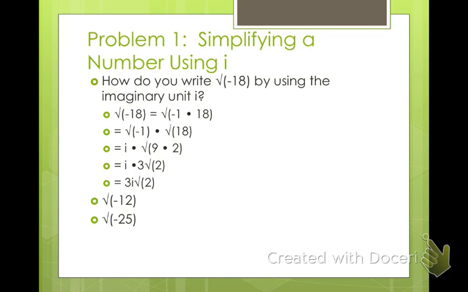Okay, what's the square root of -25? That would be 5i. What about the square root of -7? Can we simplify the square root of 7? We cannot. So this would be i square root of 7 in order to have it in its proper form.